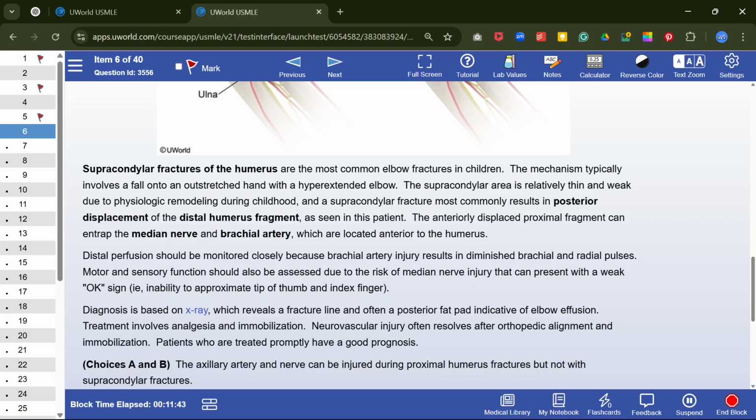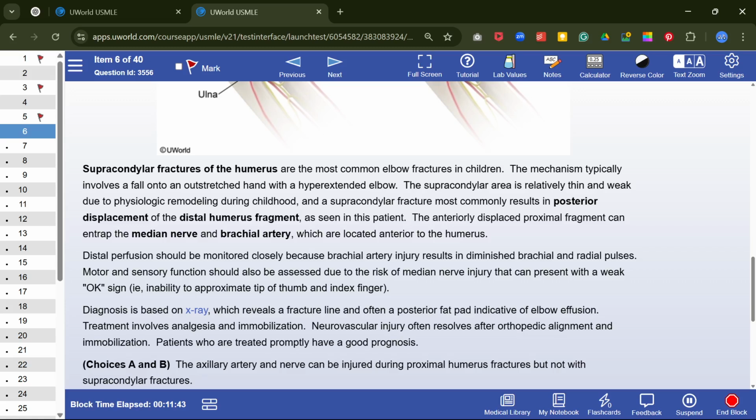The anteriorly displaced proximal fragment can entrap the median nerve and brachial artery, which are located anterior to the humerus. Distal perfusion should be monitored closely because brachial artery injury results in diminished brachial and radial pulses. Motor and sensory function should be assessed due to the risk of median nerve injury, which can present with a weak OK sign.